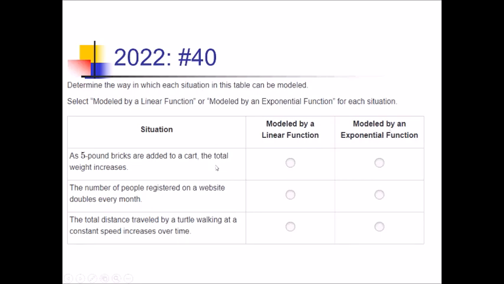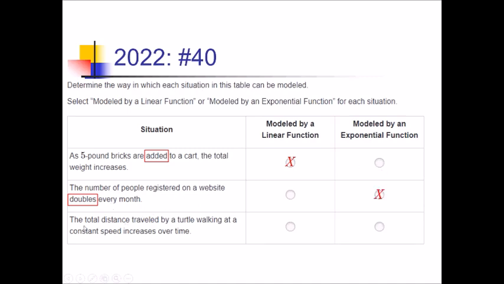So looking at our situations now, as 5-pound bricks are added to a cart, the total weight increases. The key here is we're adding these bricks to the cart, so that's addition, not multiplication, which means this should be a linear function. In the next one, number of people registered on a website doubles every month. Doubling right here, that means we're multiplying, so that's an exponential scenario.